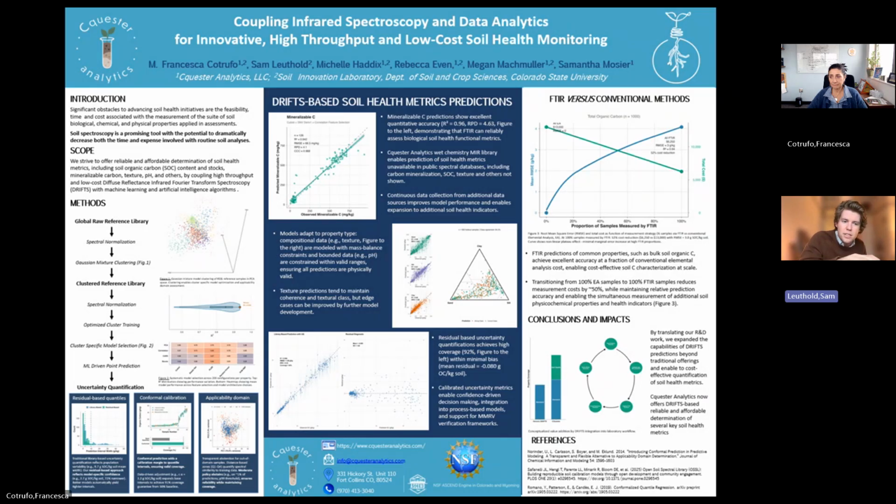I'm going to walk through the methods first, on the left, that start with the global reference library of data and end with a point estimate with an uncertainty band for an unknown sample. In broad strokes, our methodology starts with this global library of 30 to 45,000 spectra, all scanned on the same instrument that we have in the laboratory, a Bruker Vertex 70. These are provided by the NRCS via the KSSL library. It spans the entire continental United States.